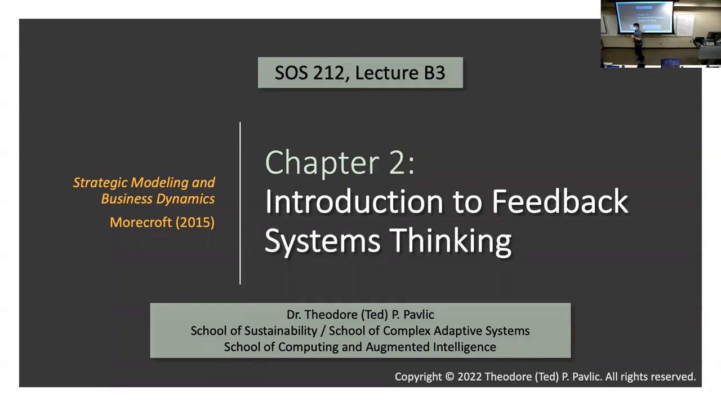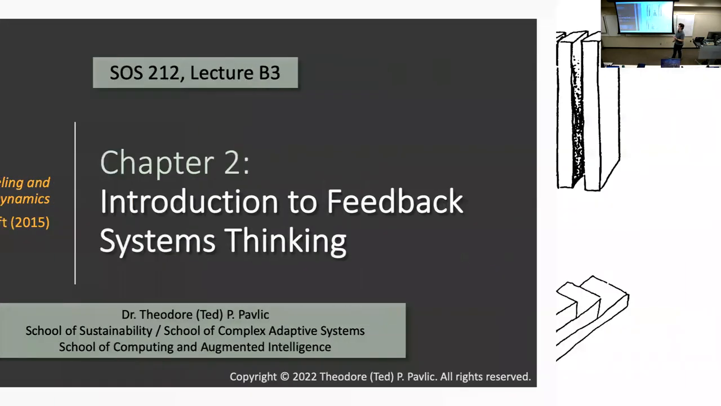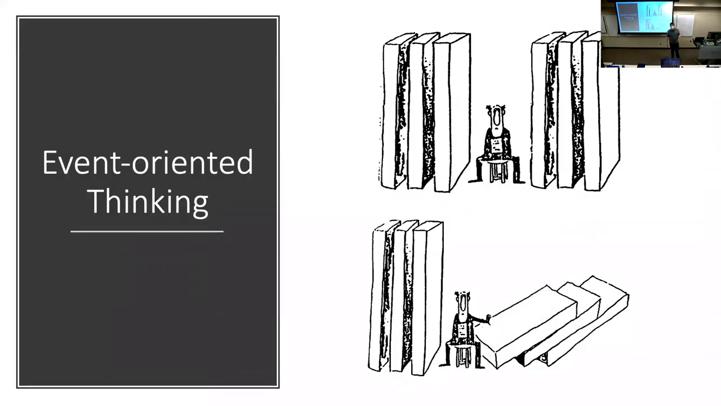Another chapter in Morecroft. This is Morecroft's take on causal loop diagrams. So hopefully a lot of review after what we've gone through so far, but maybe some new insights. Really, this chapter is not just about causal loop diagrams, but like he says, it's kind of a philosophical chapter about event-oriented thinking.